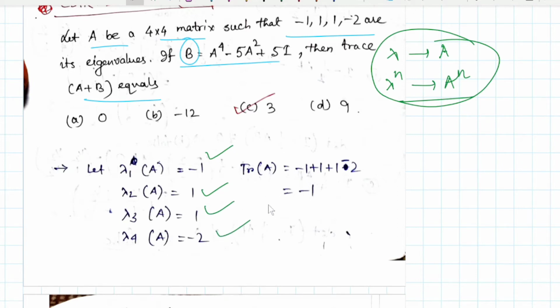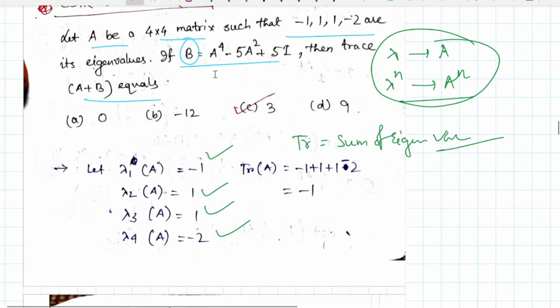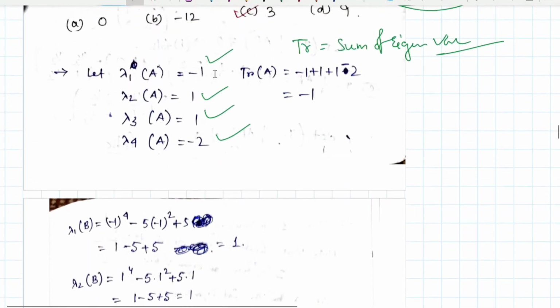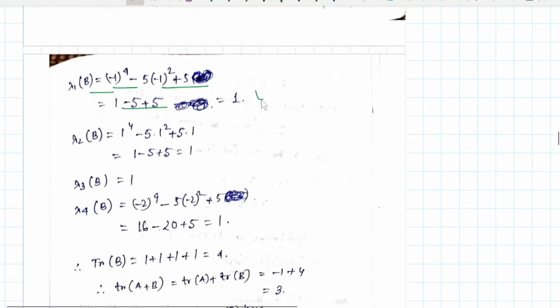Therefore the trace of the matrix A equals the sum of eigenvalues, you all know that. Now we first find the 4 eigenvalues of B. The first eigenvalue of B, with respect to the eigenvalue minus 1 of A, is minus 1 to the power 4, since minus 1 is an eigenvalue of A, therefore minus 1 to the power 4 is an eigenvalue of A to the power 4. Similarly, we can calculate the remaining. So we get the first eigenvalue 1, similarly the second eigenvalue 1, third eigenvalue 1, and the fourth eigenvalue is also 1. So the trace of B equals 4.